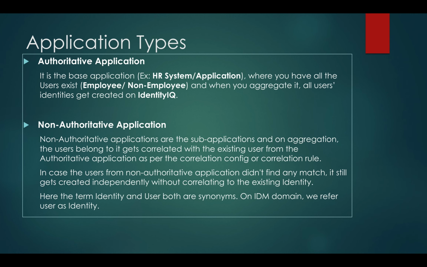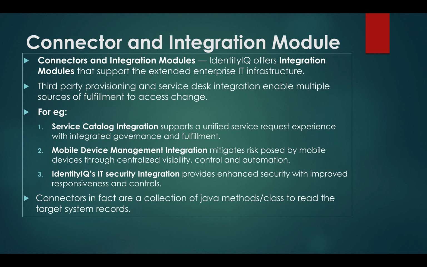So identity cube is basically the 360-degree view. Once we create the identities after onboarding the authoritative application, I'll describe more about what the identity cube looks like. In the next slide, I have described connectors and integration modules. Whenever we are trying to integrate SailPoint IIQ with any kind of non-authoritative or authoritative application, we require some medium to communicate with those target applications.